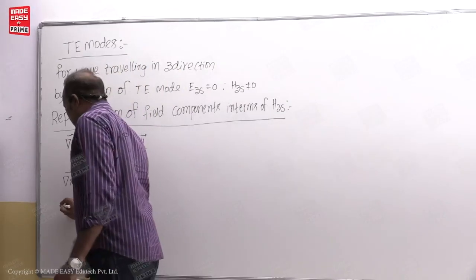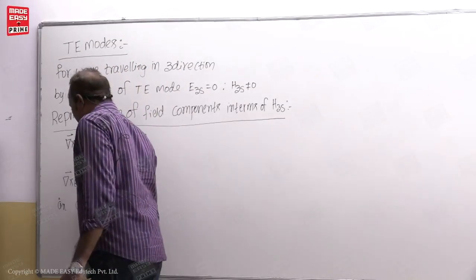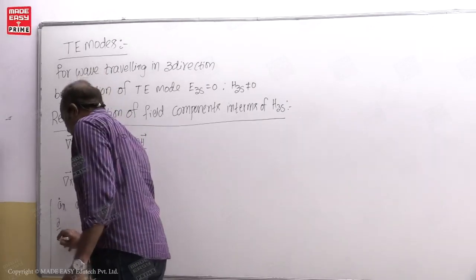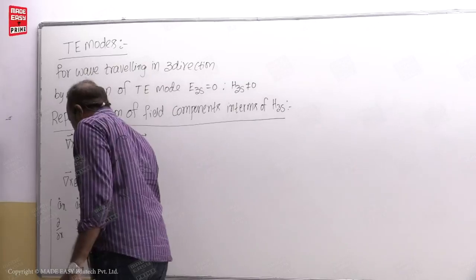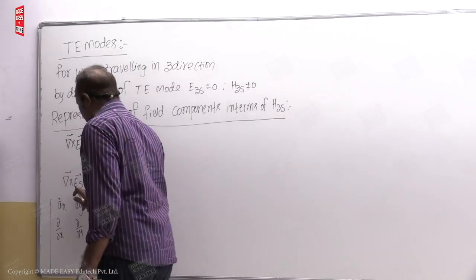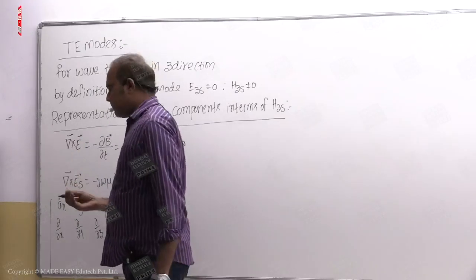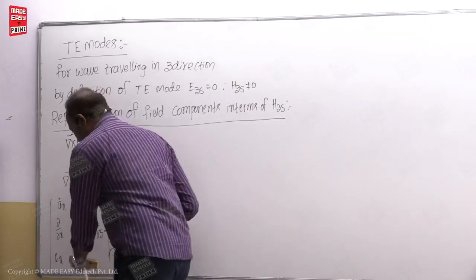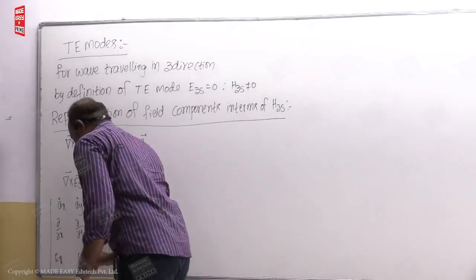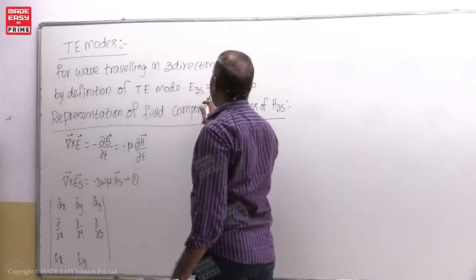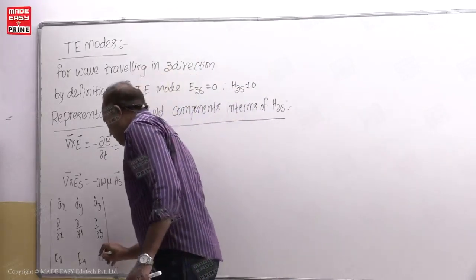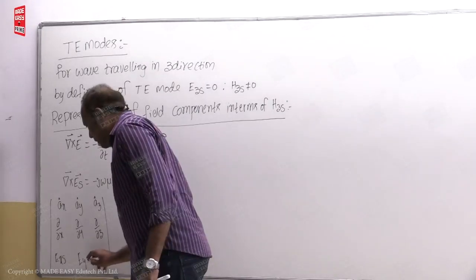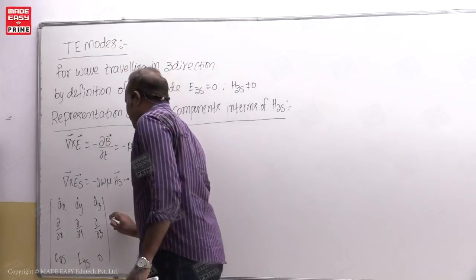Now what is del cross E? In rectangular system it is Ax cap, Ay cap, Az cap, ∂/∂x, ∂/∂y, ∂/∂z. The electric field vector in rectangular system has an x component and a y component, but the electric field z component is 0 by definition. So 0, we are talking in phasor domain. So Exs is the electric field x component in phasor domain, Eys the y component.